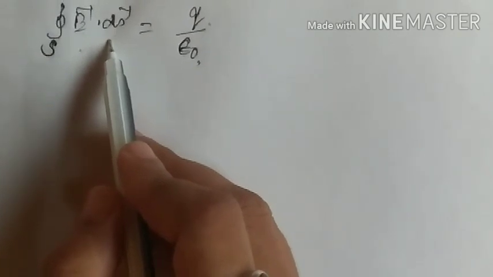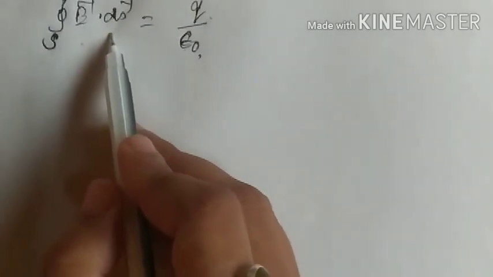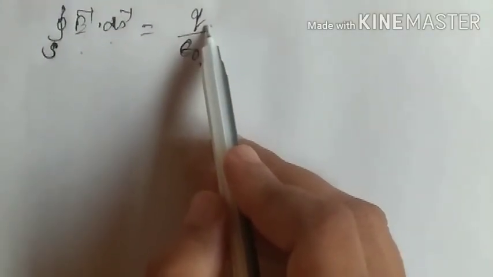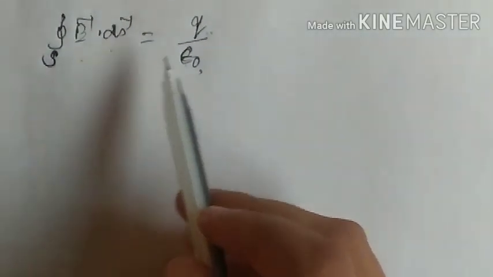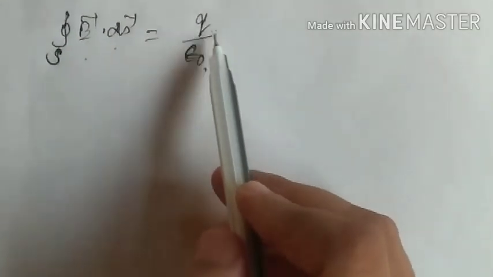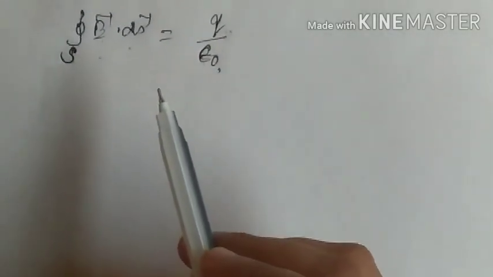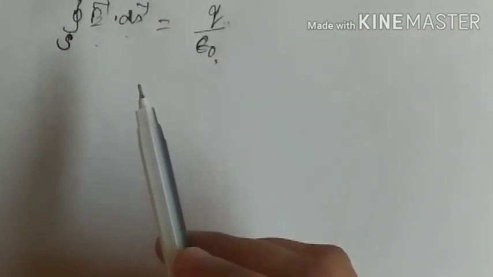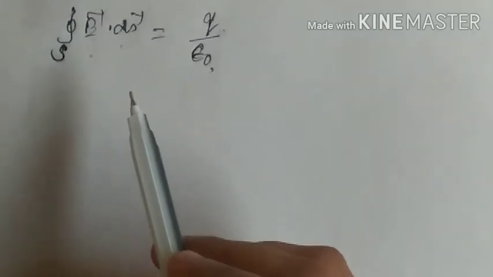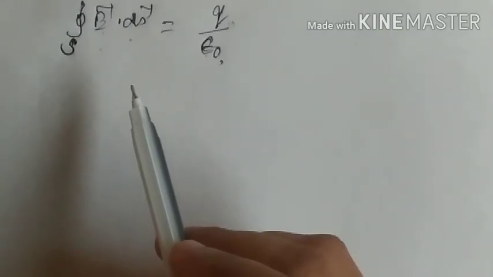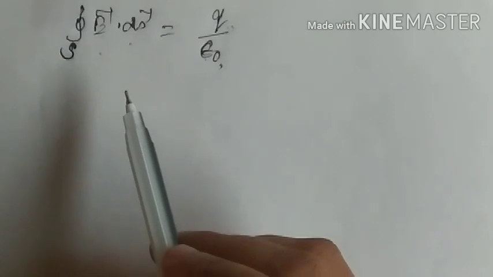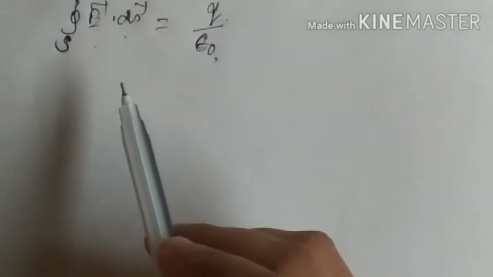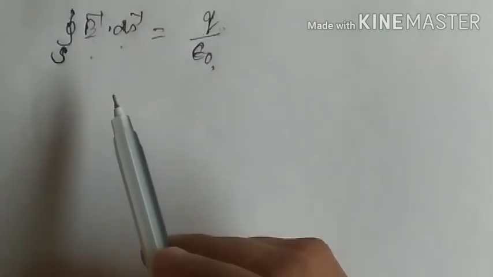If we want to calculate the value of E, what will we do? Simply we calculate the value of the closed integral of ds, substitute the value of Q, and we will find E. It is as simple as that. But while doing this, we may face some problem. Which type of problem? If E is non-uniform, then we can't take it out and multiply.